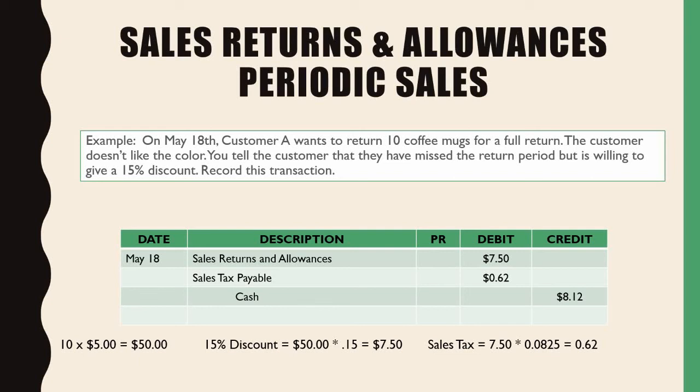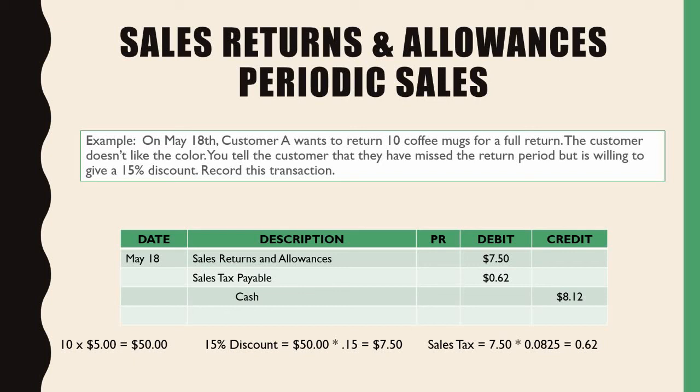Because they're attempting to return 10 mugs, we're at $50. But we're letting them keep it, and we're only going to discount them at 15%. So 15% of the $50 is your $7.50. Because we also need to include the tax on top of that, we calculate $7.50 times the 8.25% to get our 62 cents, and we add those together and give back the cash amount of $8.12. So yes, you do need to include it wherever you go.